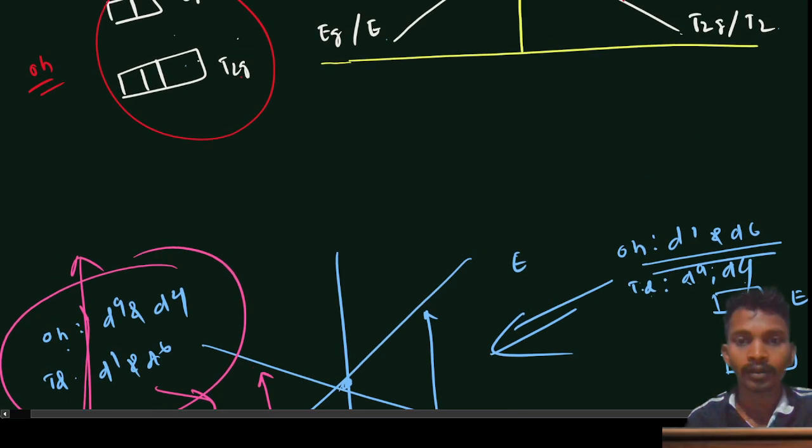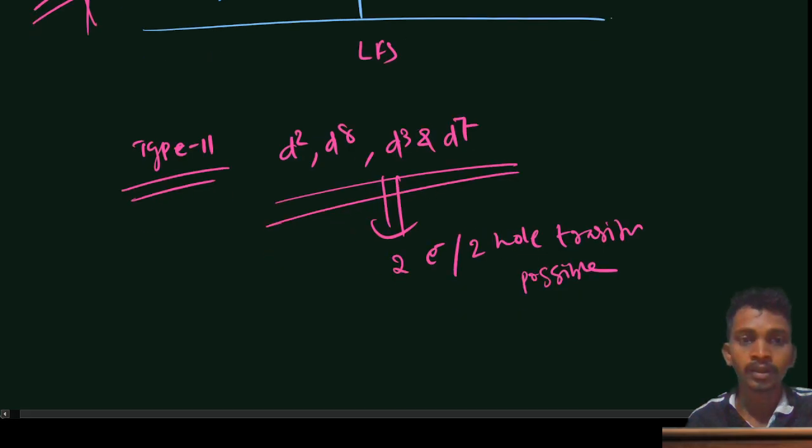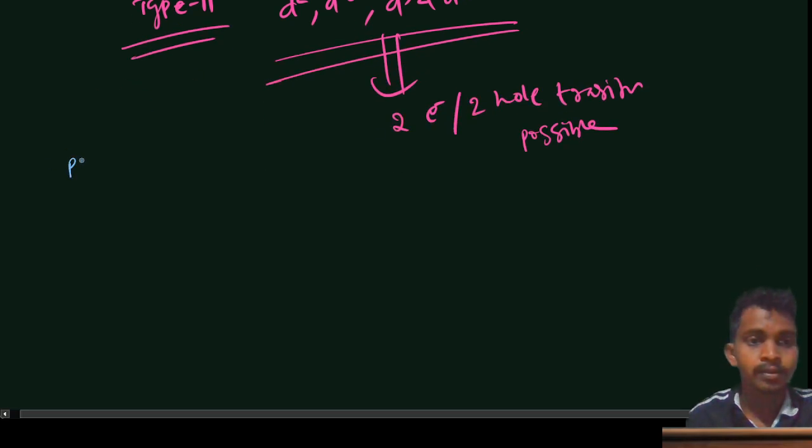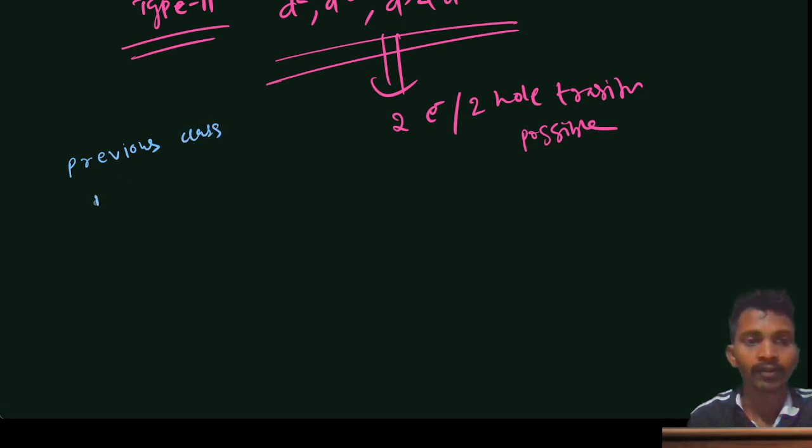Welcome. Today we will discuss the next part of octahedral, that is type 2. In the previous class we discussed type 1, and in type 2 we have D2, D8, D3 and D7. So what did we discuss in the previous class? We discussed type 1, that are D1, D9 and D4 and D6.